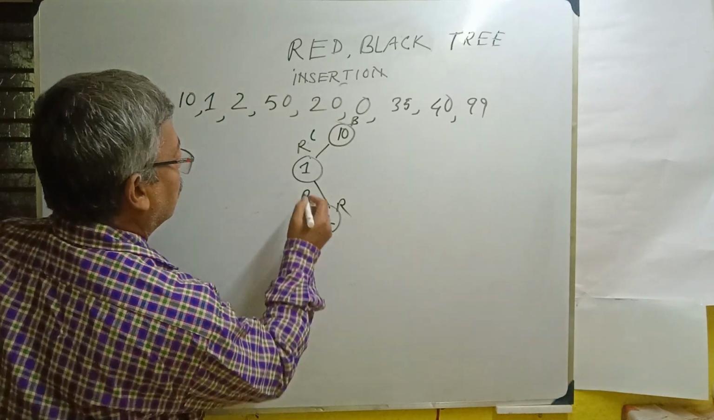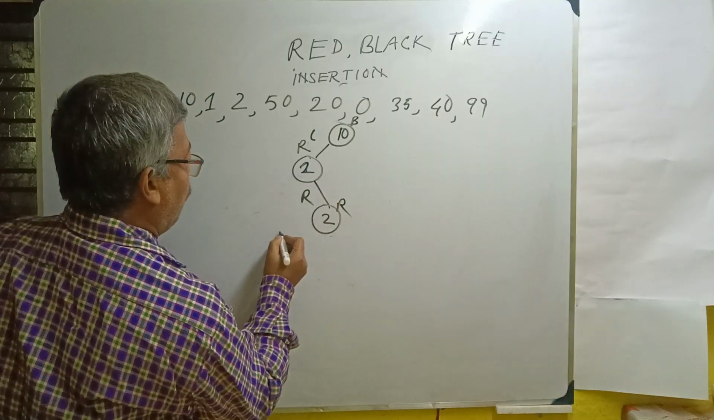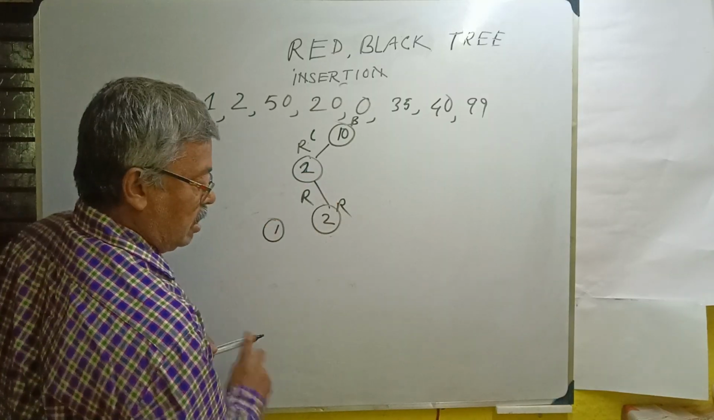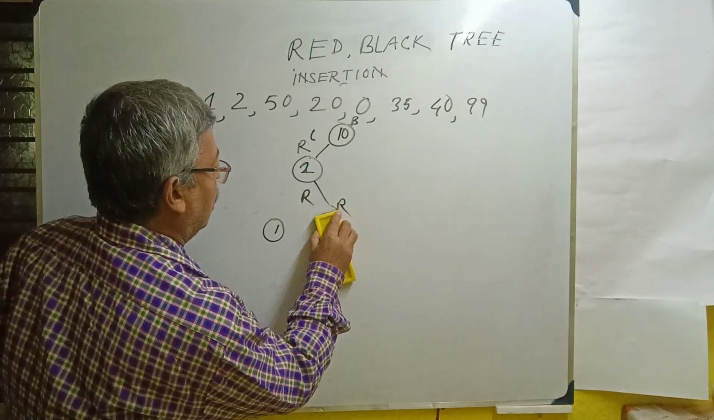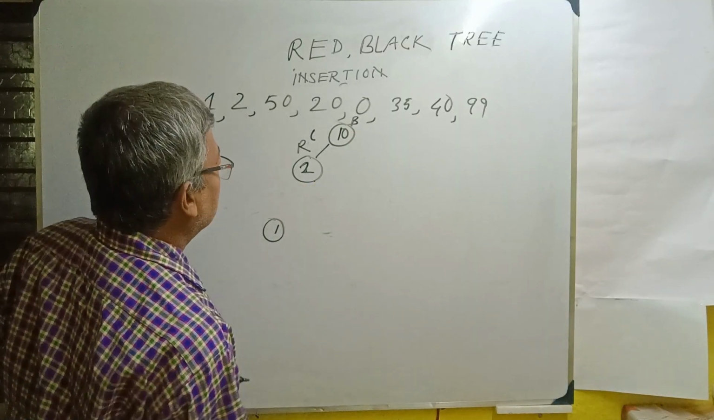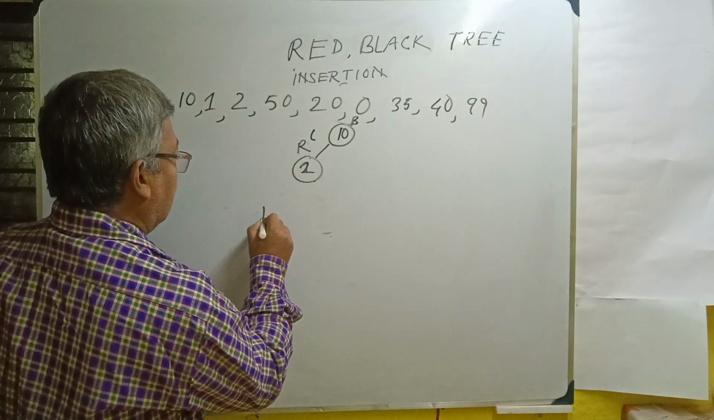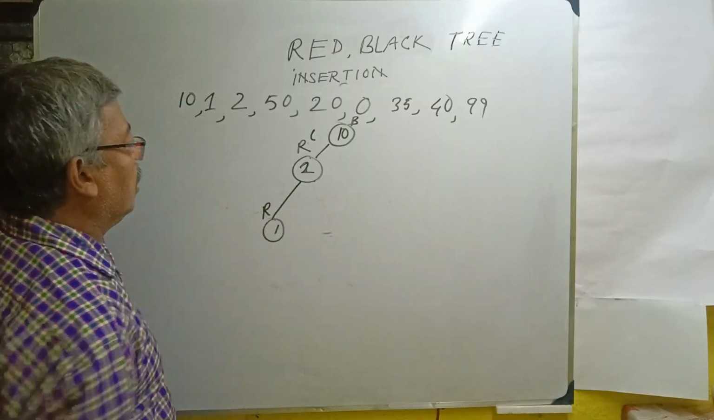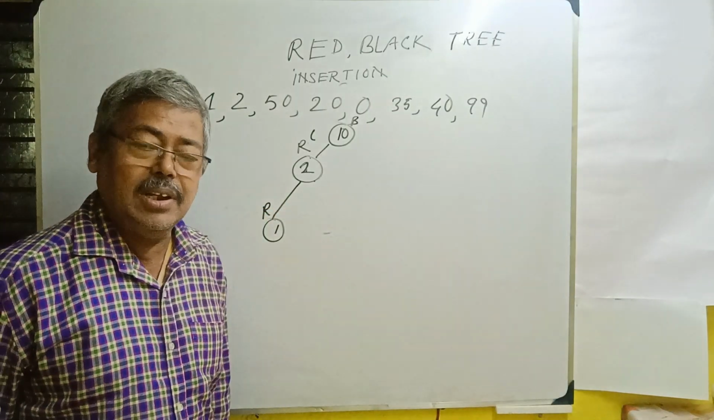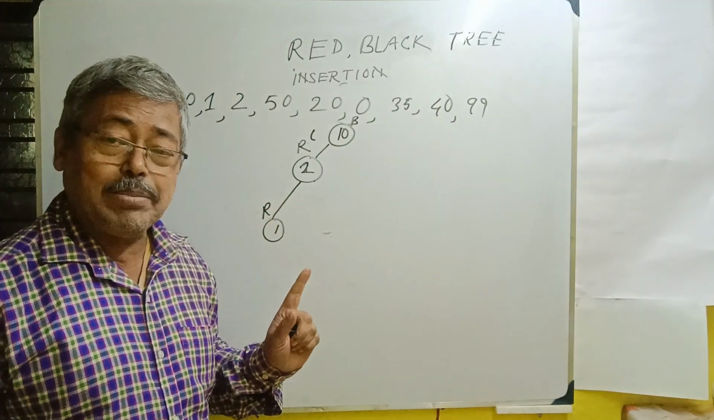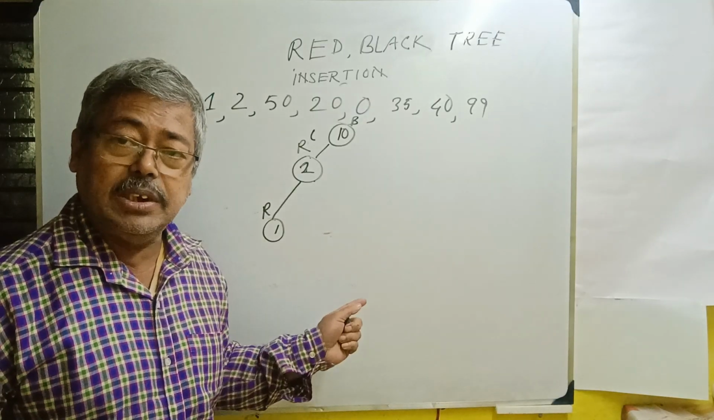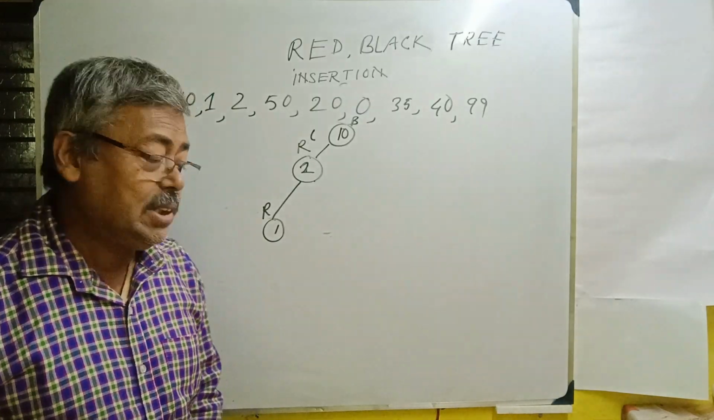So 2 will take that position, and 1 will come at that position. The color of the 2 is red and the color of the 1 is red. So the first rotation is complete. Second rotation: after the first rotation, no color will be changed. After the second rotation, the color will be changed.